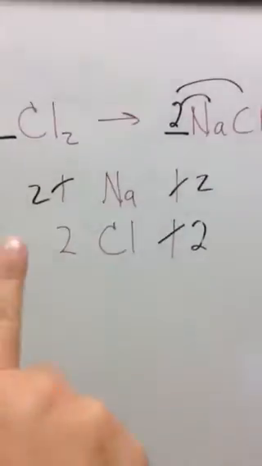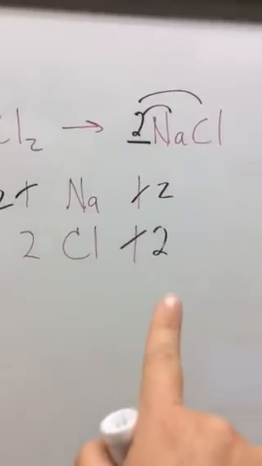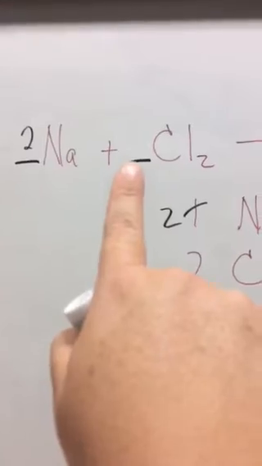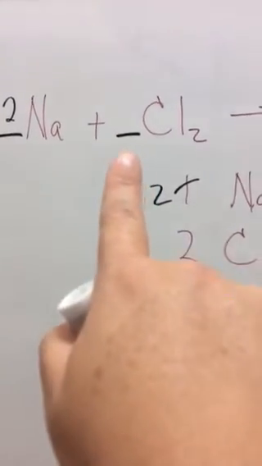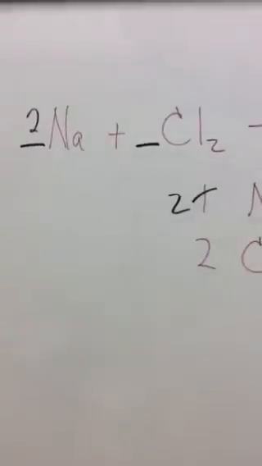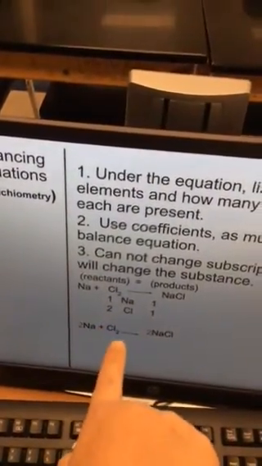I've got two Nas over there. I've got two Nas over there. I've got two Cls over there, two Cls over there. And that is my finished equation. It's okay that we didn't put anything in that blank. There's kind of like in math, there would be a 1 there, but we don't need to write the 1. So then your finished final equation would be what you see on the screen there. So we have 2 Na plus Cl2 is going to yield 2 NaCl.